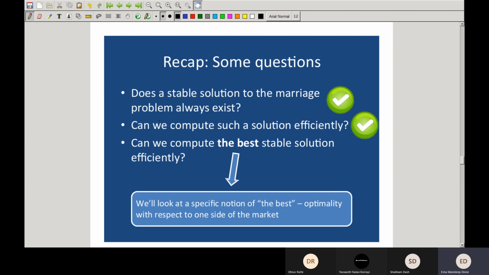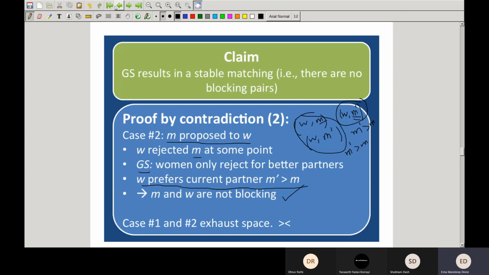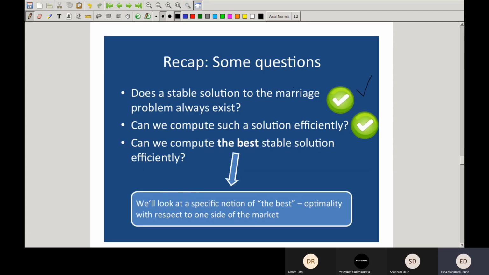Does a stable solution to the marriage problem always exist? We solve this question because Gale-Shapley terminates. That is one thing, and Gale-Shapley always results in a stable matching. So if you want a stable solution to the marriage problem, you just run Gale-Shapley on that, and whatever matching you get will be a stable solution. So a stable solution exists for every problem because Gale-Shapley terminates.